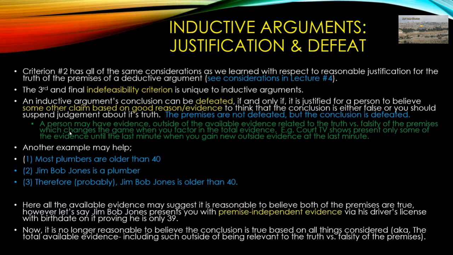Okay? And it's last minute evidence. It's outside of the evidence relevant to the premises. So we can prove that there was a drone flying overhead that shot and killed the victim. Therefore, we know it's not Jim Bob Jones who shot and killed this person, and pretend there is evidence proving that it was this drone that actually killed the person. So in this case, your total evidence, this new outside evidence that comes in at the last minute, defeats your belief in the truth of the conclusion, despite the fact that it leaves the rational justification and cogency of the premises totally alone.